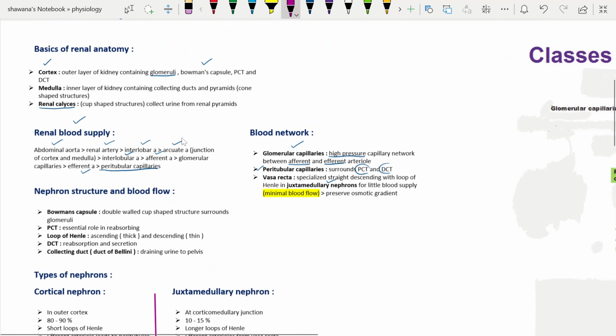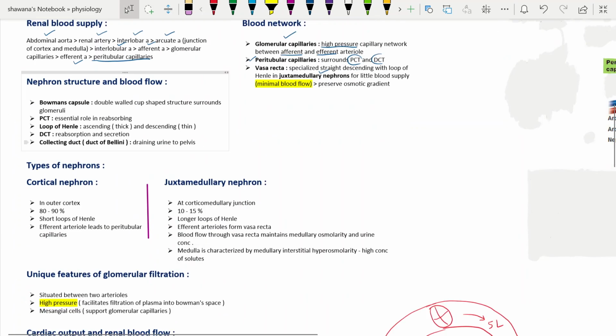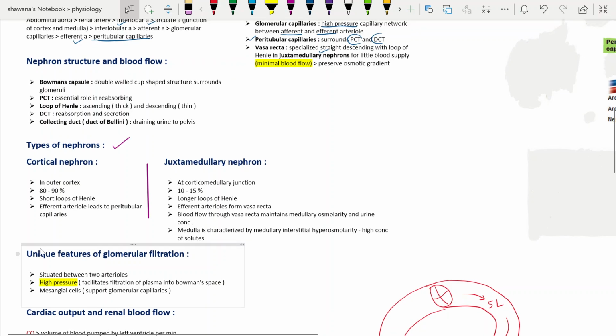So let's see here in more detail. Types of nephron. Nephrons are present in the outer cortex and the juxtamedullary at the corticomedullary junction or deeper to the cortex or in the medulla. Cortical nephrons are more, about 90% of them are cortical, juxtamedullary are less. They have shorter loops of Henle and the juxtamedullary have the longer loops of Henle.